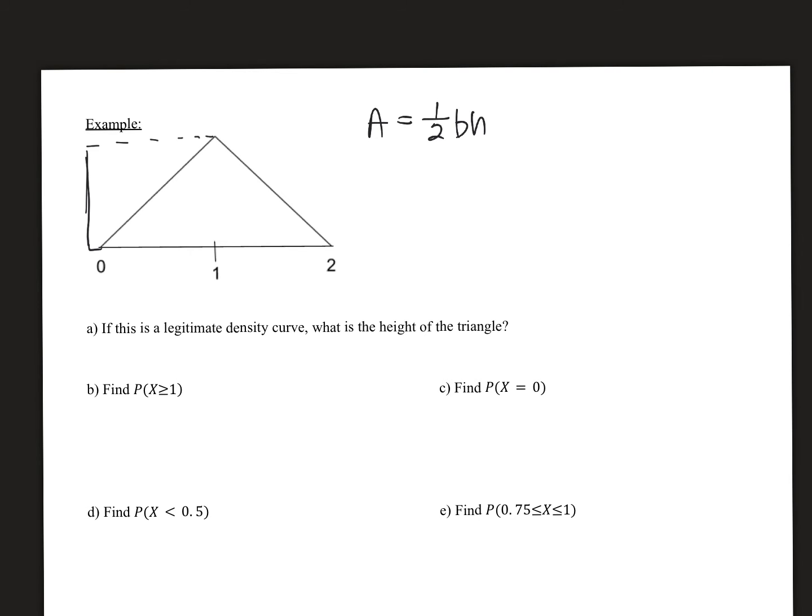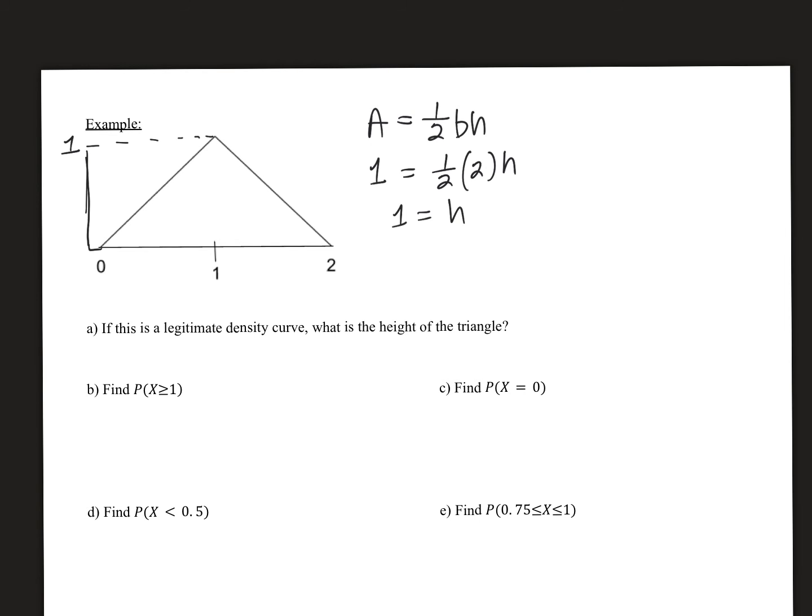Okay. So if we're using the height as our y-axis and then the base as our x-axis, we know the area has to be 1. We have 1/2 times the base, which we have a distance of 2, times some height 1. Half of 2 is 1, so 1 equals the height. So we know the height here is 1.